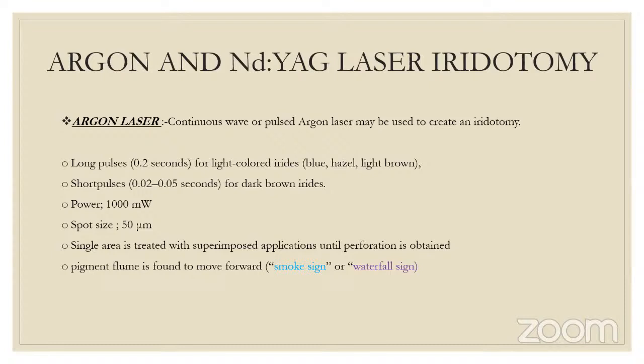A single area is treated with superimposed applications until perforation is obtained. The pigment film is found to move forward, like the smoke sign and waterfall sign.